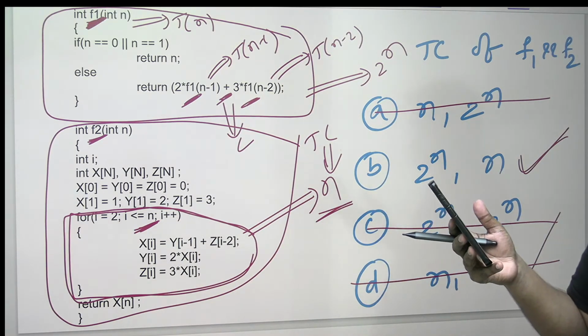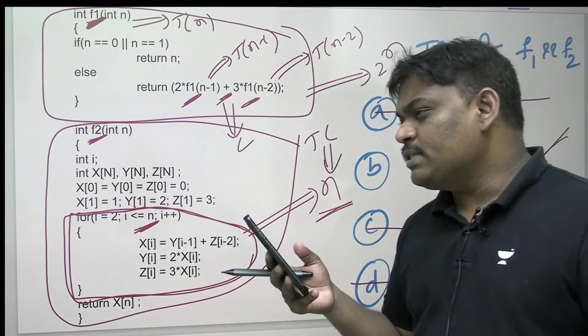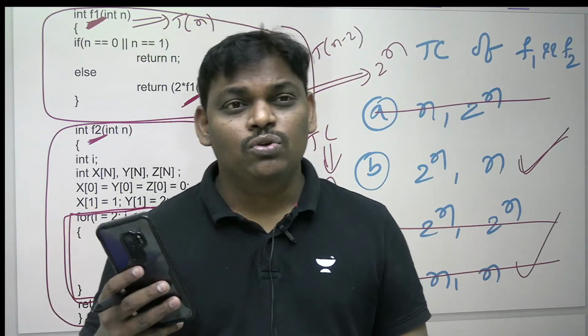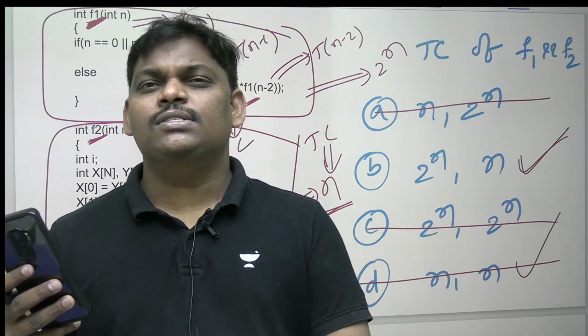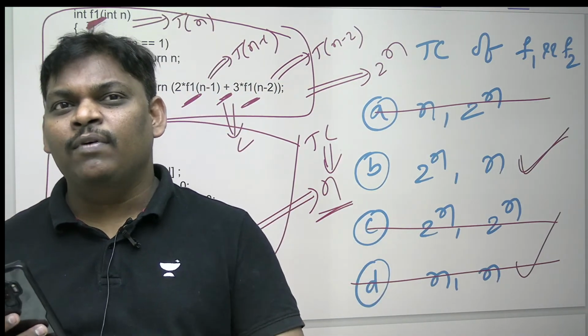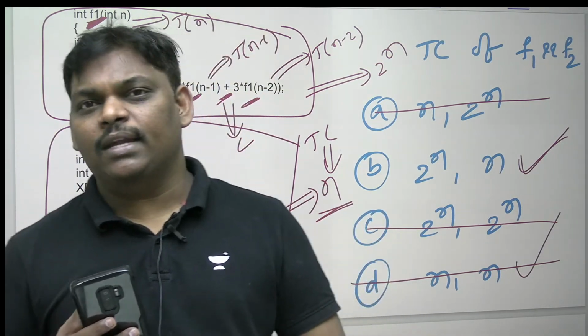Someone is asking, sir, can we skip coefficients in the recurrence relation? That is what I am saying, Srinivas. Sometimes you can skip, sometimes you cannot skip, because recurrence relations are of many types. You may be thinking there is only one recurrence relation for a given recursive program. No, one recursive program contains many recurrence relations.